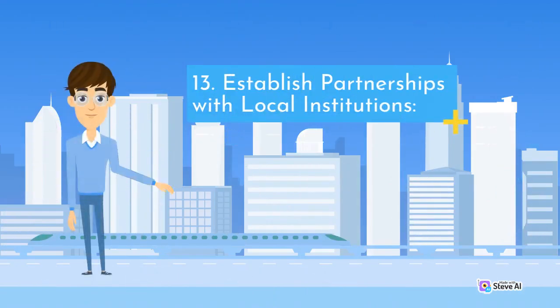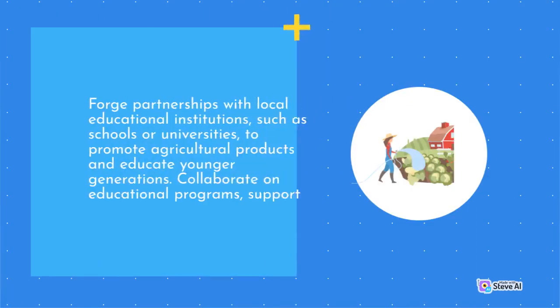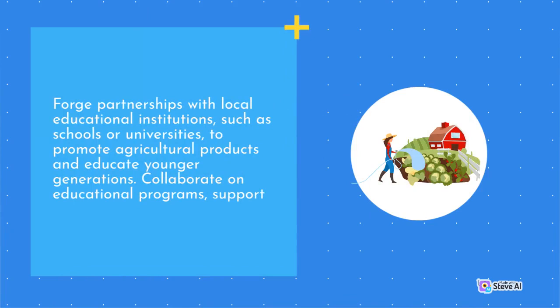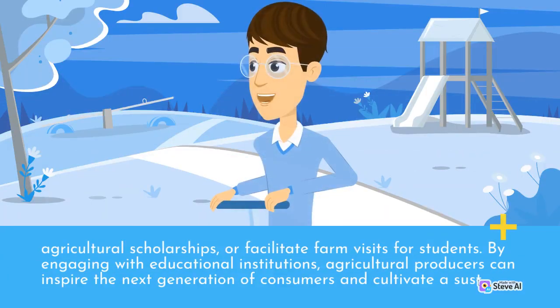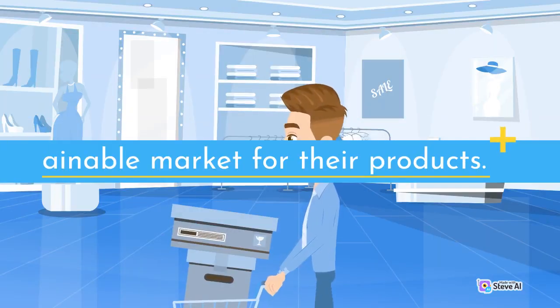13. Establish partnerships with local institutions. Forge partnerships with local educational institutions, such as schools or universities, to promote agricultural products and educate younger generations. Collaborate on educational programs, support agricultural scholarships, or facilitate farm visits for students. By engaging with educational institutions, agricultural producers can inspire the next generation of consumers and cultivate a sustainable market for their products.